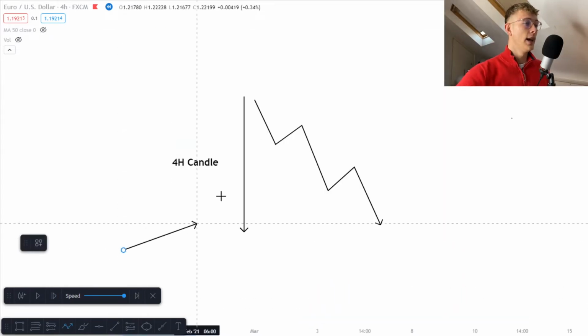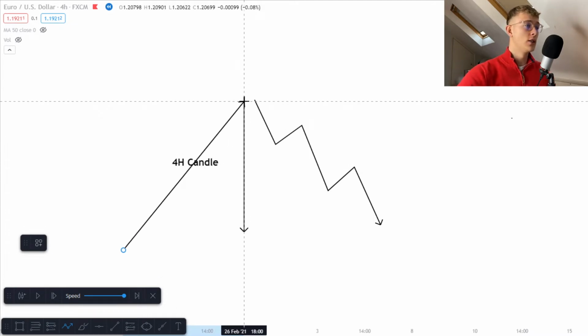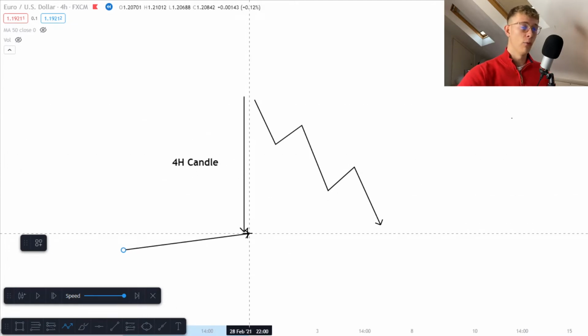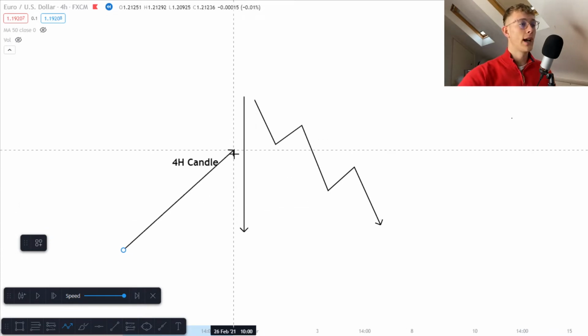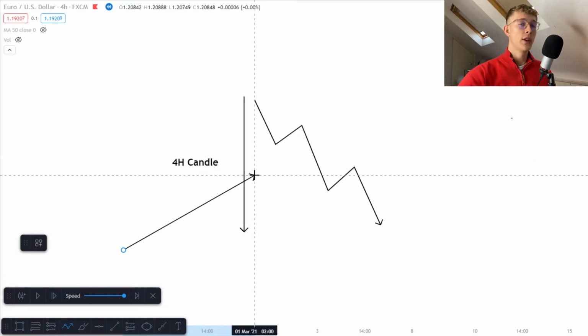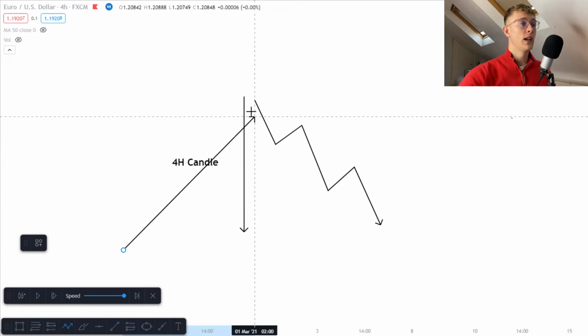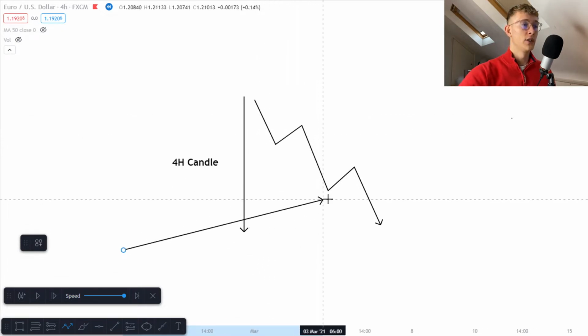Okay, here we can see that this is, let's say this is just the example, this is a 4-hour candle pushing down, right? We need to understand that within the higher time frames there's also lower time frames creating structure. So if we see a 4-hour candle pushing down, we know that on the 5 minutes or the 15 minutes, we're going to be seeing bearish structure.